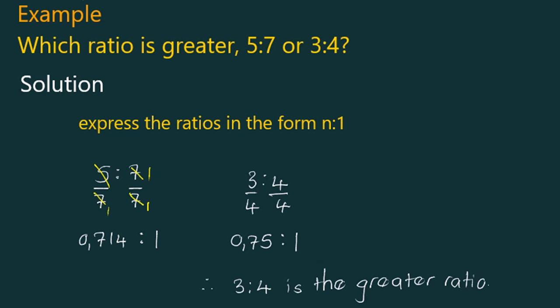We've determined that simply by expressing them in the form n:1. So this form n:1 helps us to compare different ratios or different scales to determine which one is greater or lesser than the other.